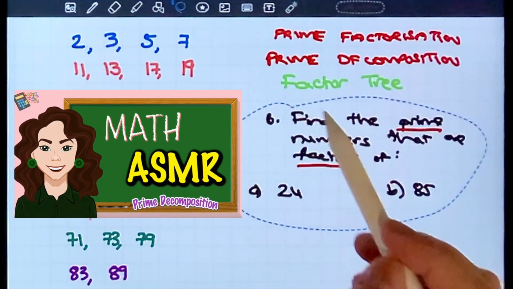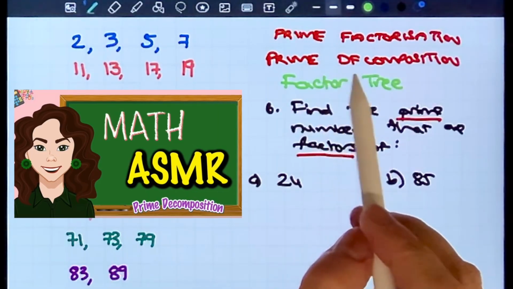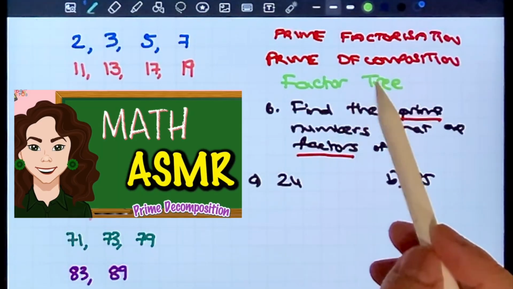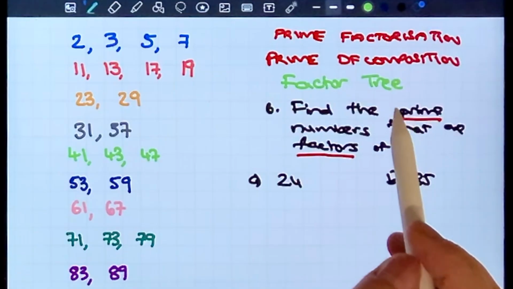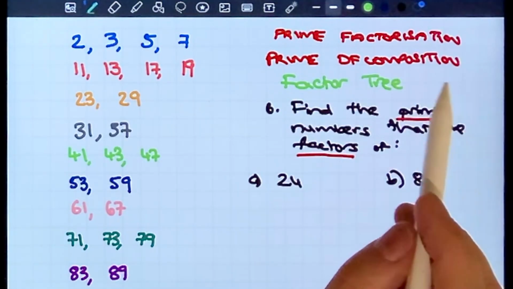made that is completely dedicated to going over prime decomposition and factor trees, where I go through quite a few examples and I show you exactly how to do it. So if you want to watch that video, I will link it up above.